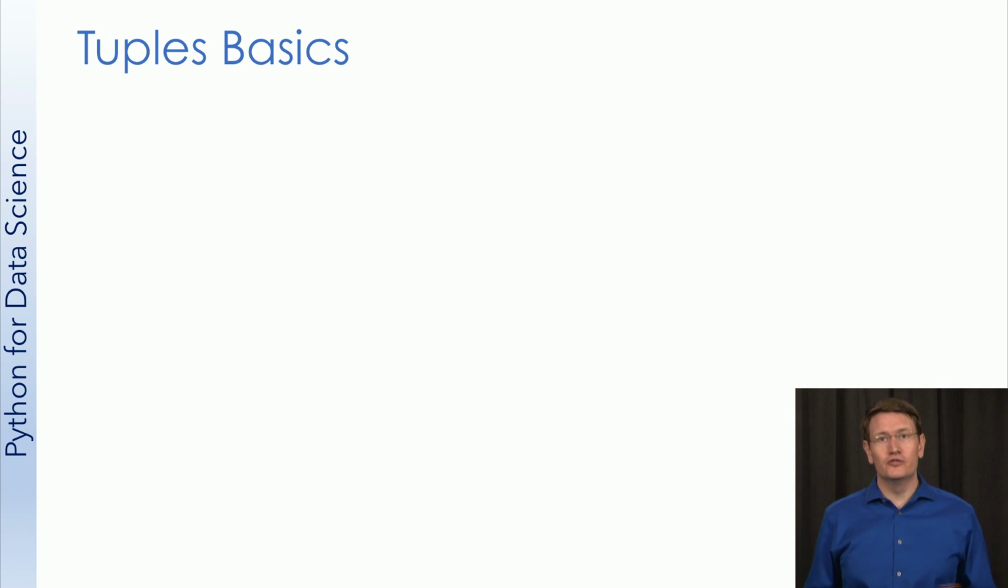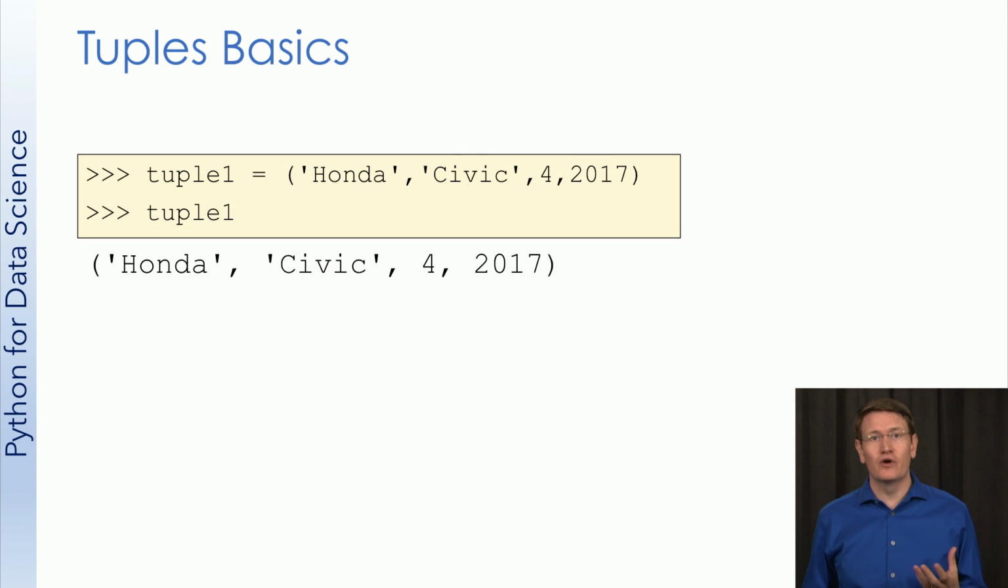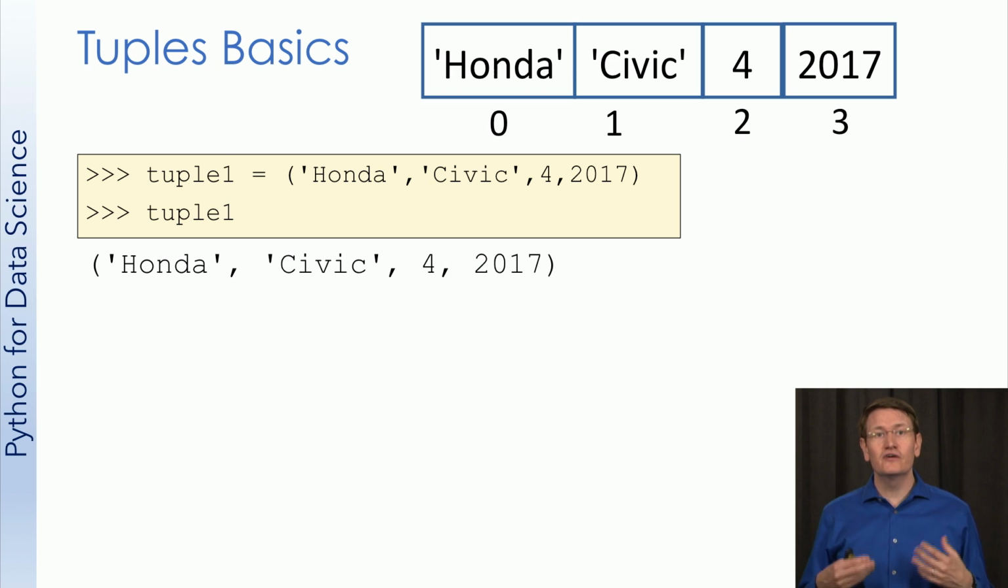Let's start by creating a tuple. Usually, tuples are used to put together information connected in some way. Here, let's put together information about a car. I'll put together the car's manufacturer, Honda, its model, Civic, the fact it has 4 doors, and the year, 2017, that it was built. Visualizing this, we have a collection of different data types together in one tuple.